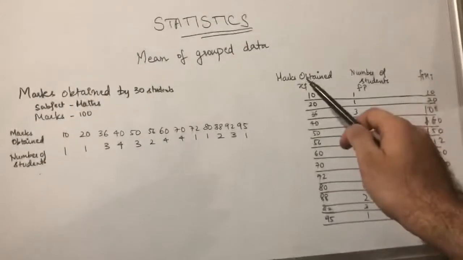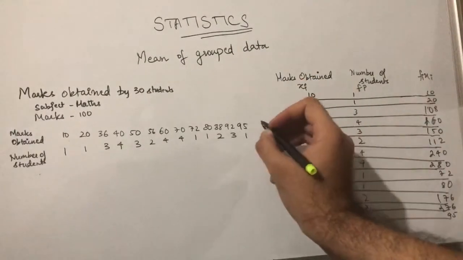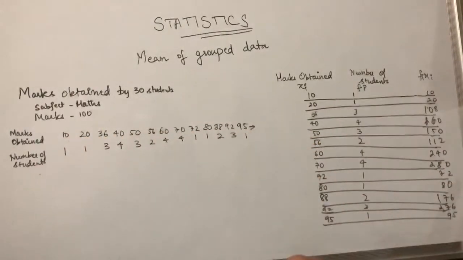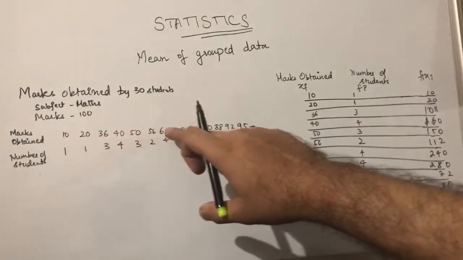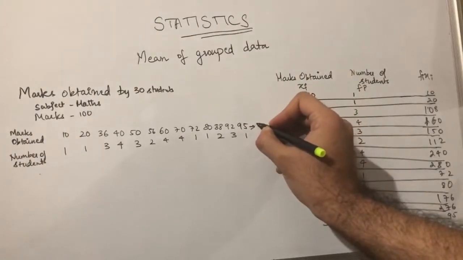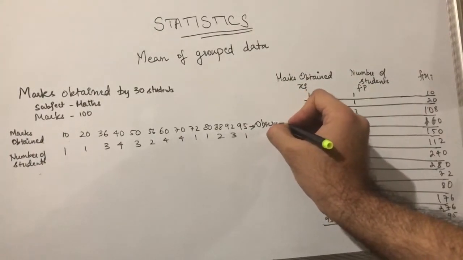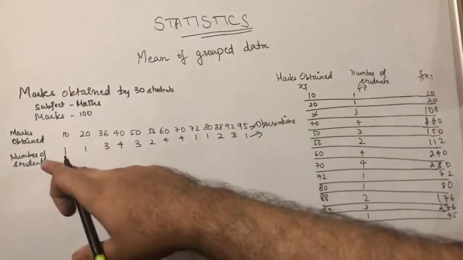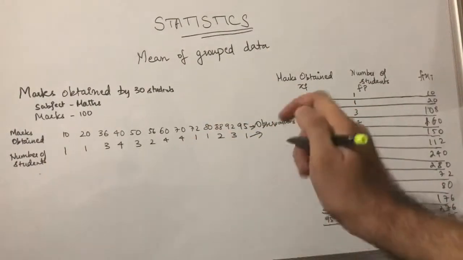And before we go here, what would these be called? We discussed this in the previous class. So what would these values here be? These values would be our observations, right? And what would this be? This will be our frequencies.